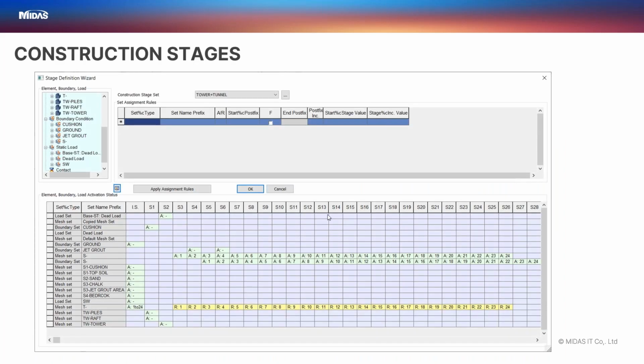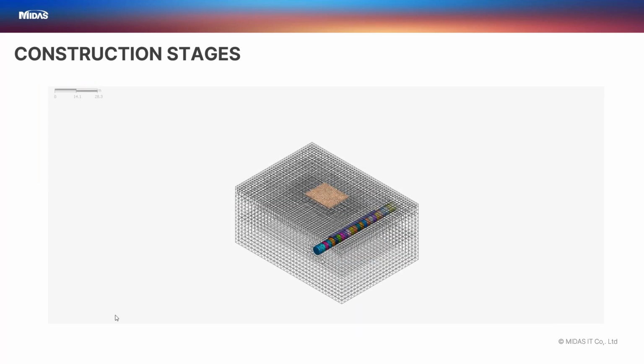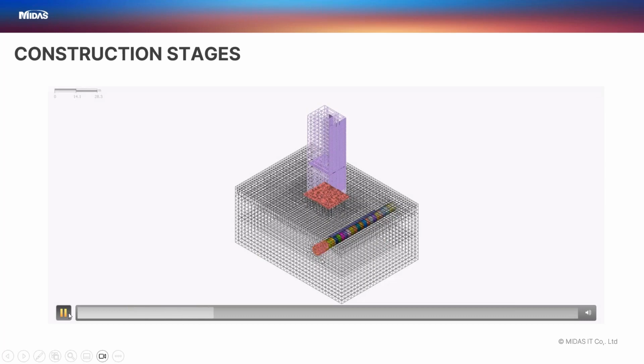So the construction stage planning looks like this. The first three stages are where we activate the foundation elements, the virgin ground and the tower. And henceforth from S4 till S28, it is all about the activation and deactivation of the shield tunneling elements. And in the middle somewhere we activate the jet grouting. So just to show you, I'll play a short video of how the modeling progresses.